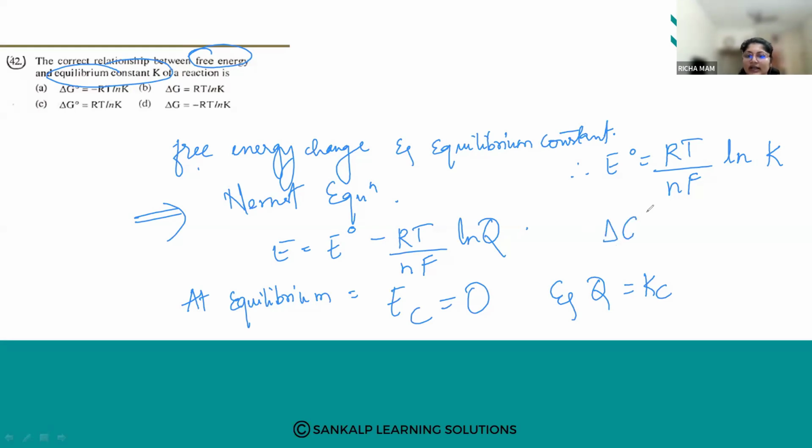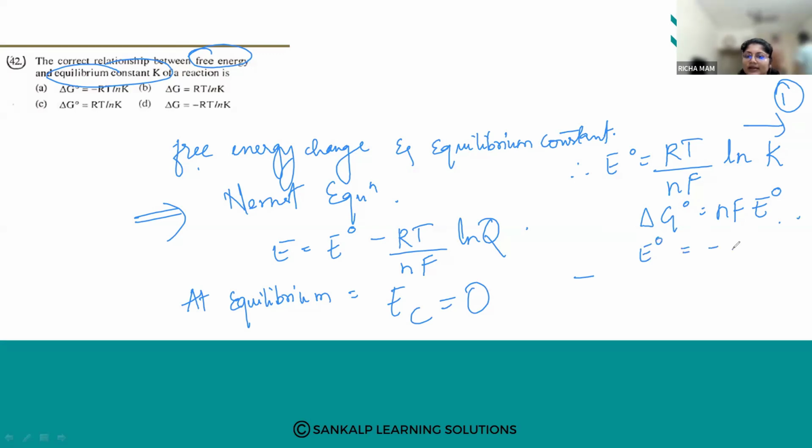So now we know that delta G naught. What is delta G naught? Delta G naught is equal to minus NF E naught, right? So if you put this value of delta G naught into equation 1, what is E naught from here? E naught is equal to minus delta G naught upon NF. So minus delta G naught by NF is equal to RT ln of K by NF. Therefore, delta G naught is equal to minus RT ln of K.